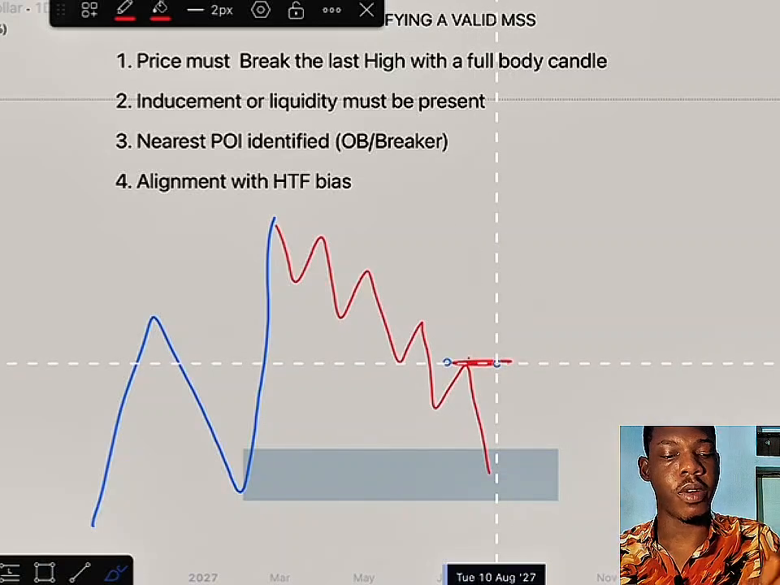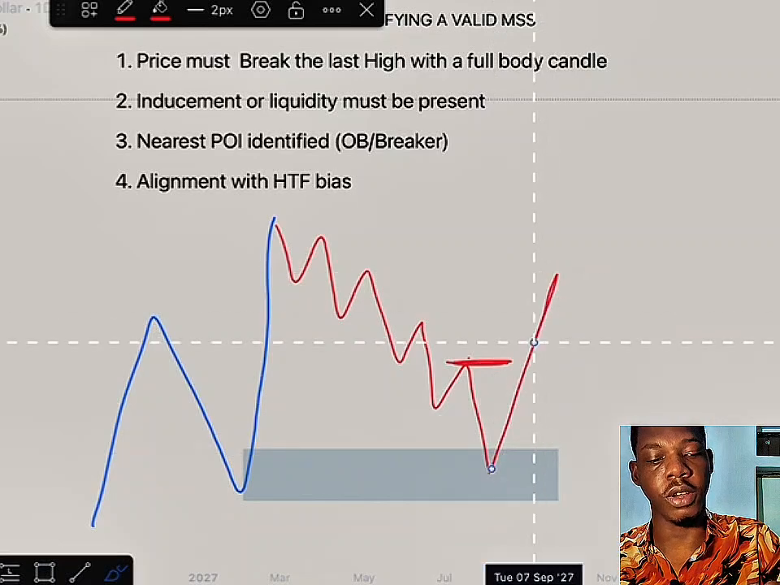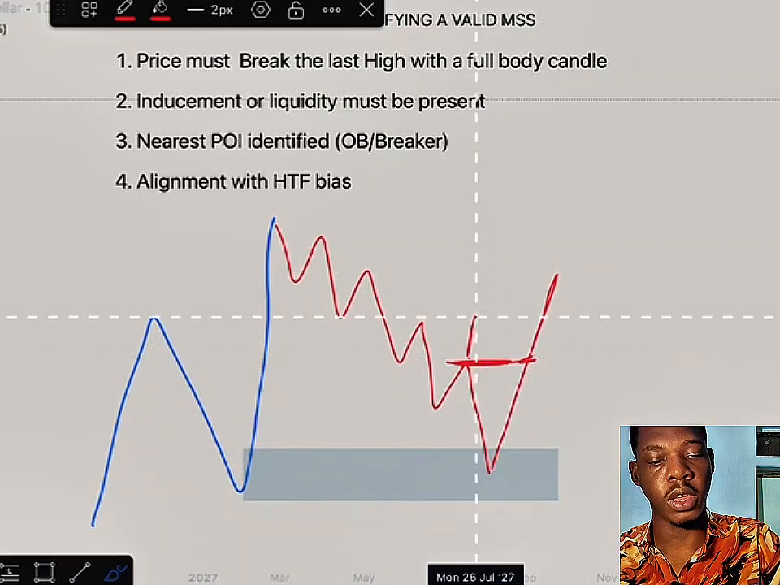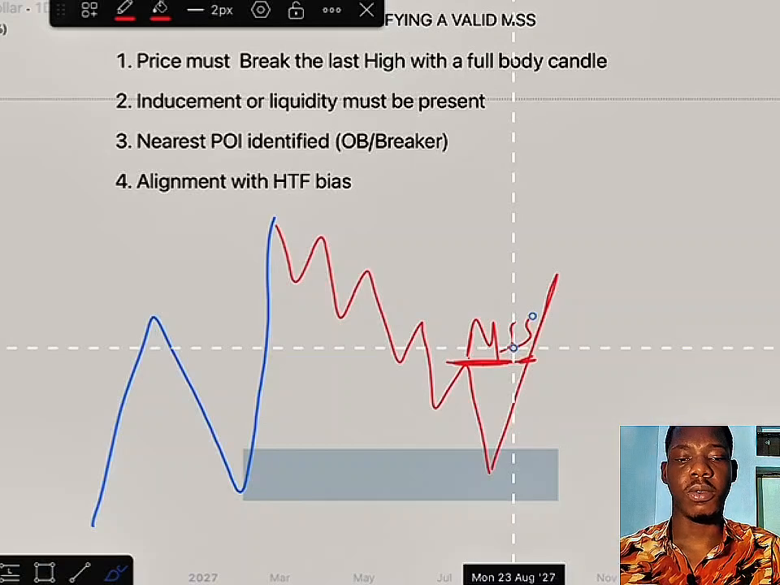So we're expecting that price should come here and take out this high. It's a full body candle right here, forming the what? A market structure shift right here. So step two is saying that inducement or liquidity must be present.